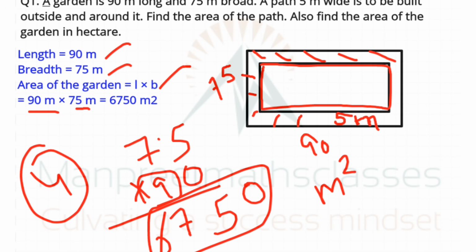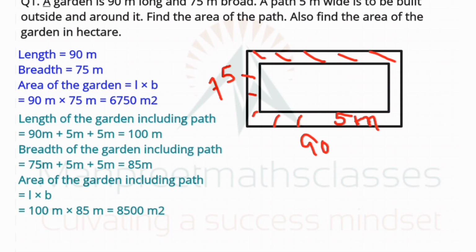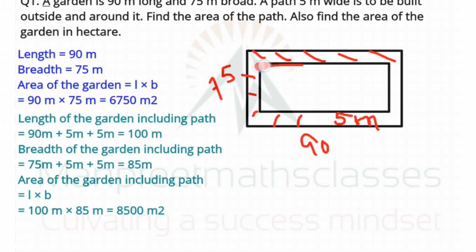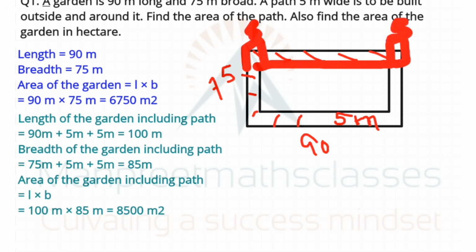Now we will calculate the area of the garden including the path. First of all we need to calculate the length of the garden including the path. Here our length was 90 meter, till here. But we need the length including the path, so this one part and this one part. This is 5 meter, this is also 5 meter. So 90 plus 5 plus 5 gives you 100 meter, and this is the length of the garden including the path.